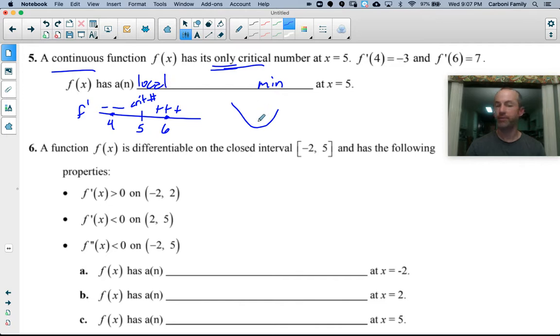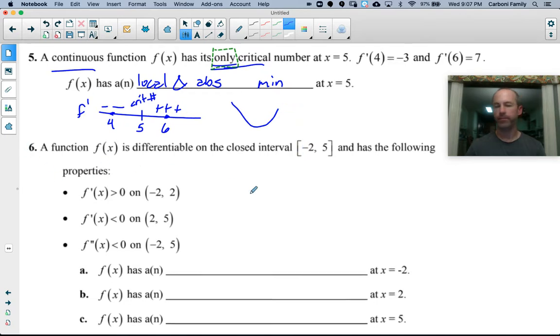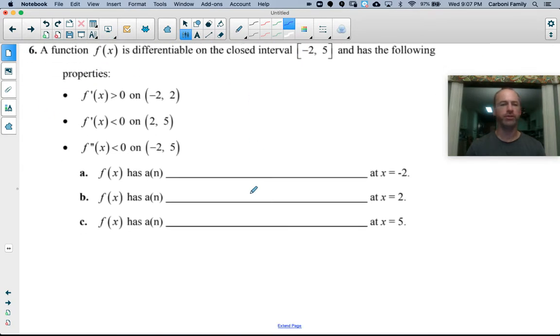Is it also an absolute? Yes, it is, because again, this is the only critical number. So this is a local and absolute minimum. And I know the function does not come back and get lower than this one, because that would create a second critical number, and there is not a second critical number. And so that brings us to number 6.